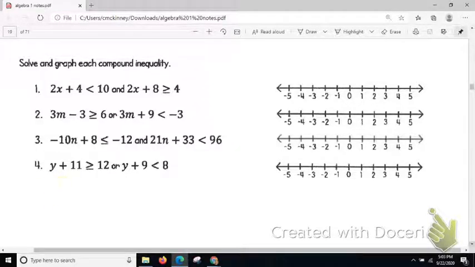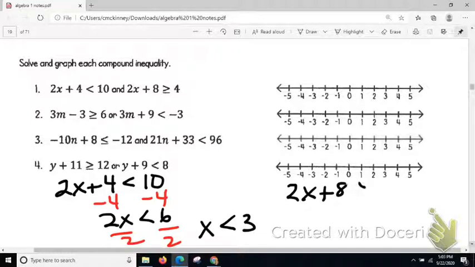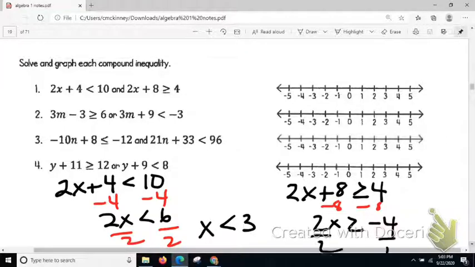If they are written apart with a word to start with, then I'm going to solve them separately. So, had lots of practice with this today. More of those two steps. Divide by 2, divide by 2. And I get x is less than 3. And then I work the other side of the problem. 2x plus 8 is greater than or equal to 4. Subtract 8, subtract 8. 2x is greater than or equal to negative 4. Divide by 2. X is greater than or equal to negative 2.